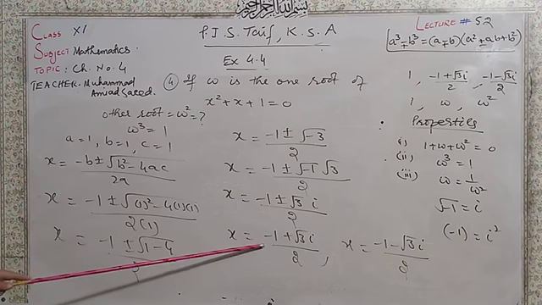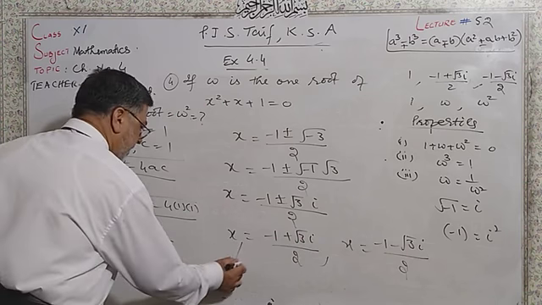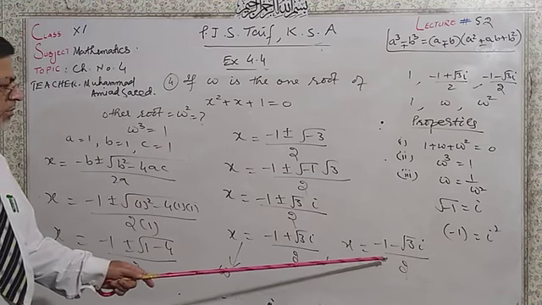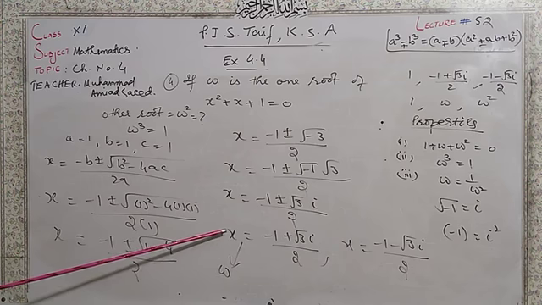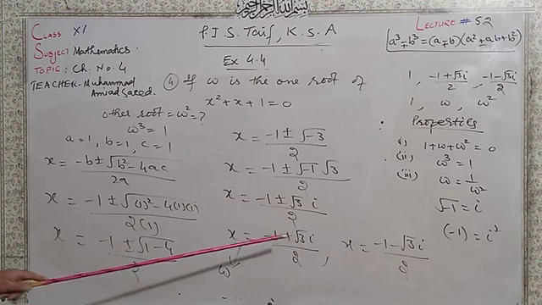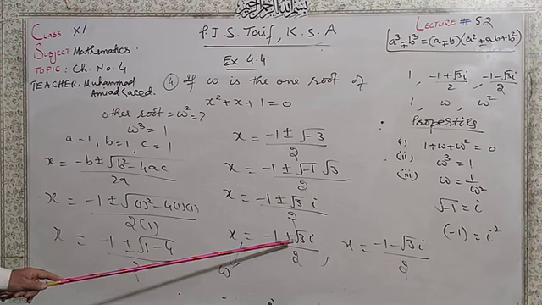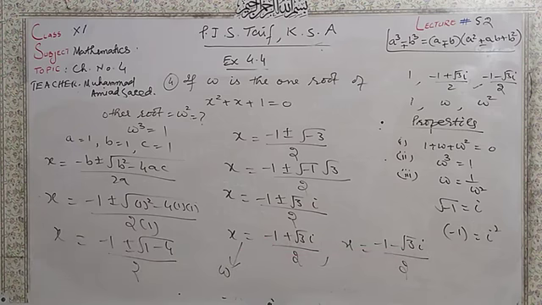After solving, we have found its two answers. The question is, if one root is taken as omega, then we have to show that the second root is omega square. So how can we get it? Basically, we will take this x value as omega, so we will take the square on both sides. After simplifying, we will get the right hand side equal to this one. So this is what we have to prove.